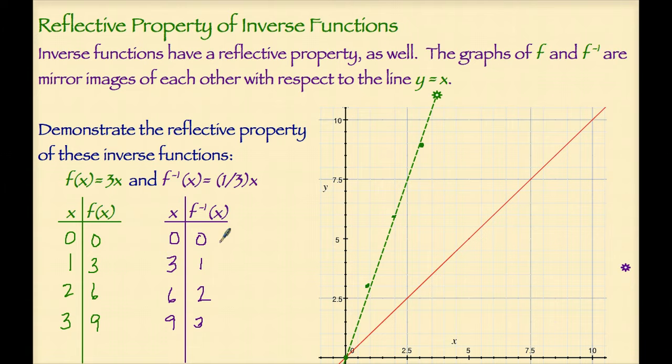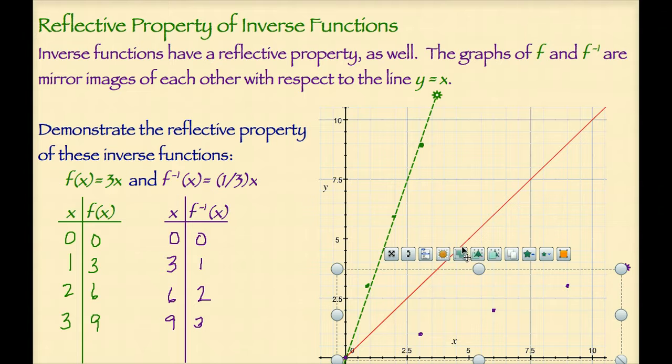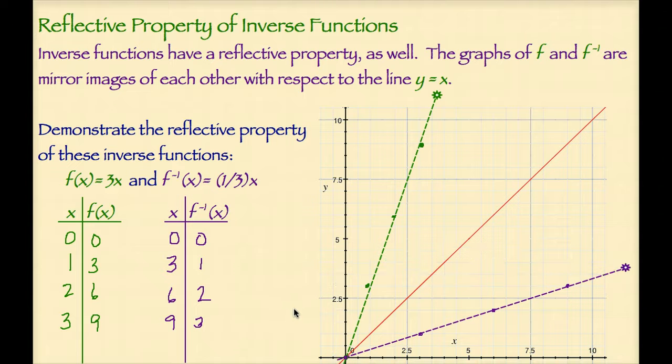So let's plot these points and take a look at this line. We'll have 0, 0, 3, 1, 6, 2, and then 9, 3, which will be up here. And I have already graphed this line as well. Let's take a look at it. You can see that these two inverse functions demonstrate the reflective property. They are mirror images of each other with respect to the line y equals x.